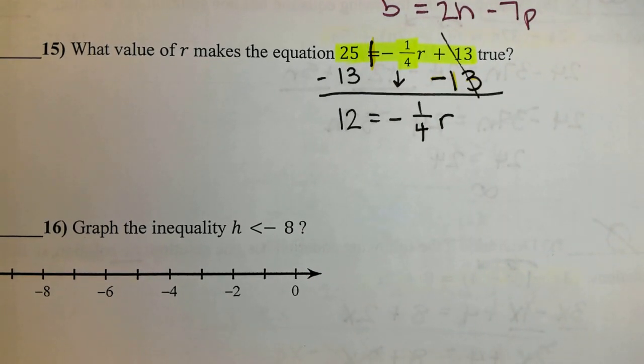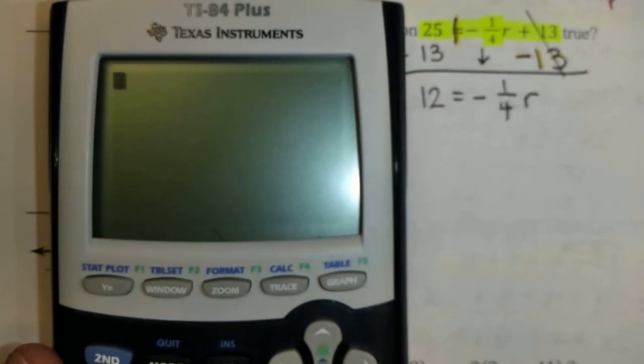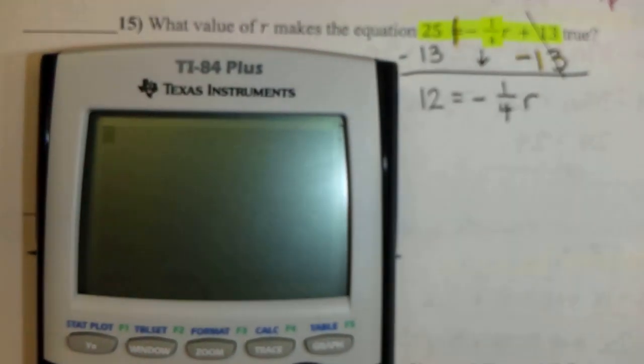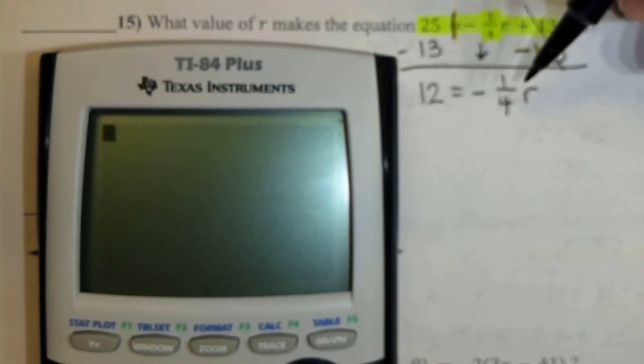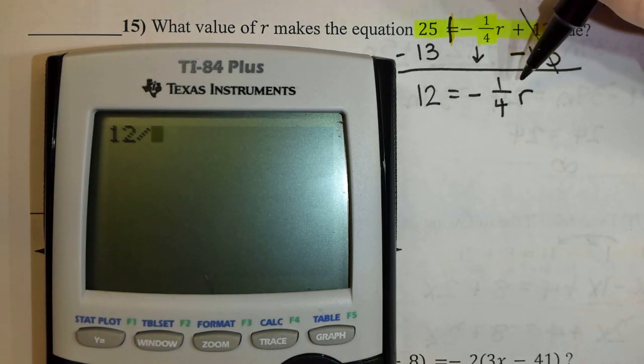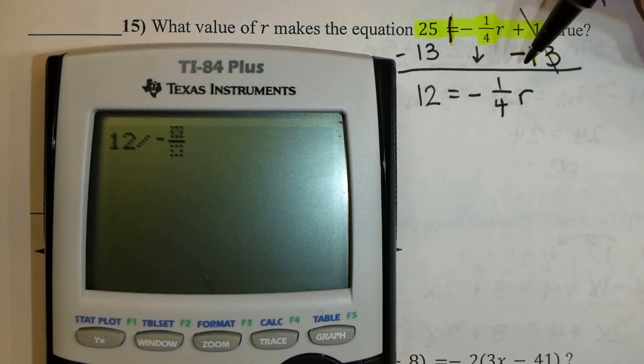Okay. And again, you can type this right in the calculator. I'm going to show you what it looks like. Okay. So you always start with the number on the other side, divided by the number with the letter. So divided by negative. And if you don't remember fractions, it's alpha y equals enter. So I got my nice little fraction there.